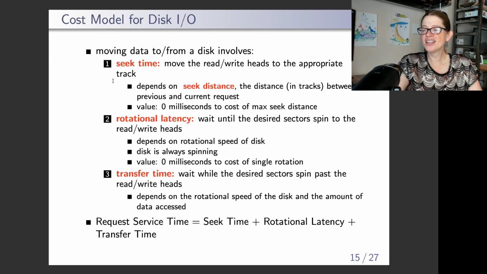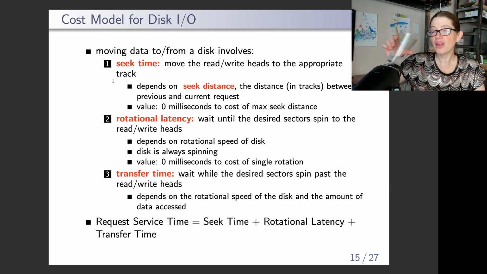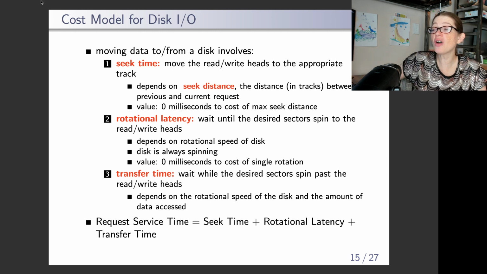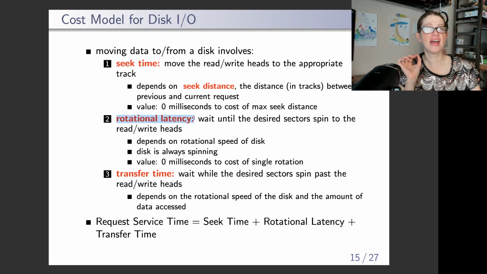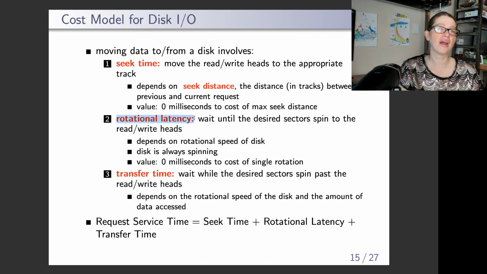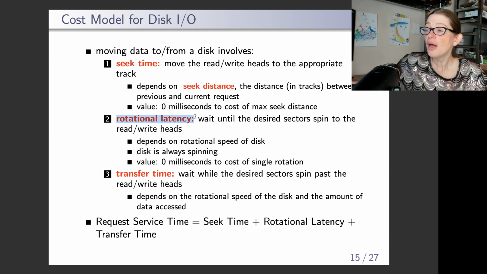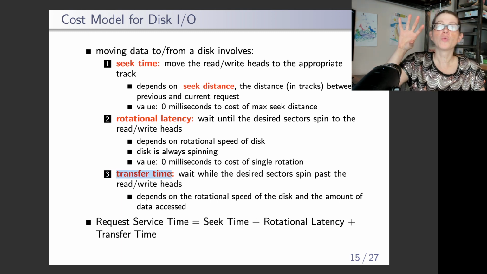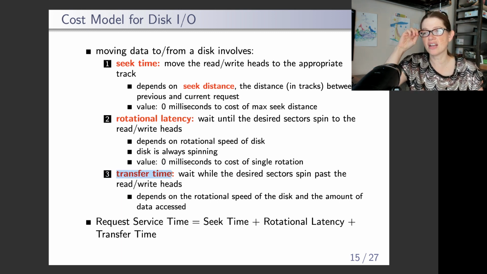Now, we have one more cost. So the first two costs are just to find the read-write head over the first bit of the correct sector. The third cost that we have is the actual cost of reading or writing that sector. It's called the transfer time. And it's just how long does it take to rotate the platter through that sector?